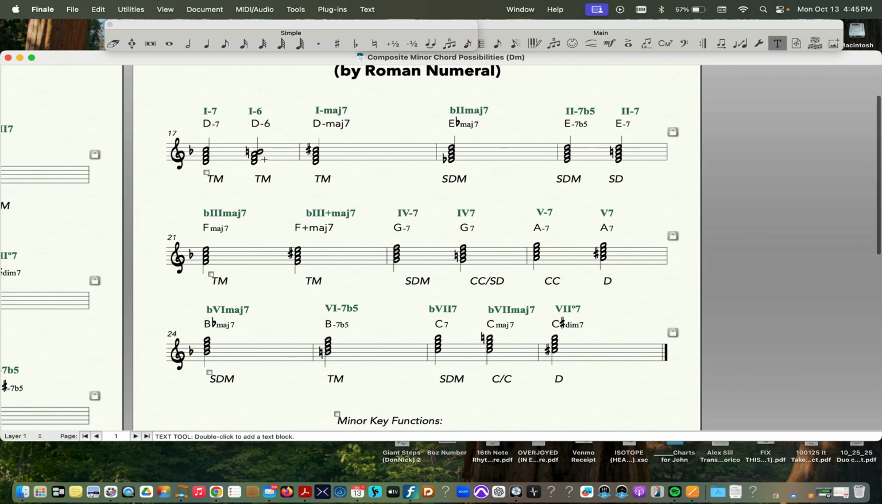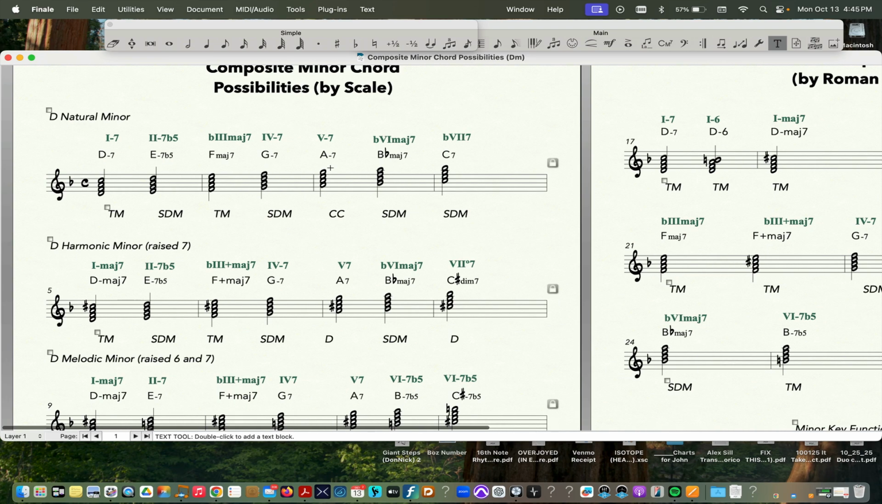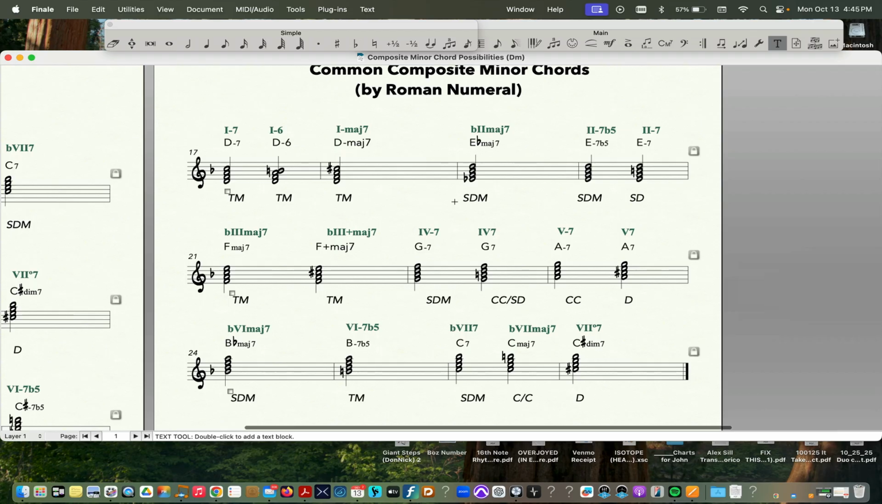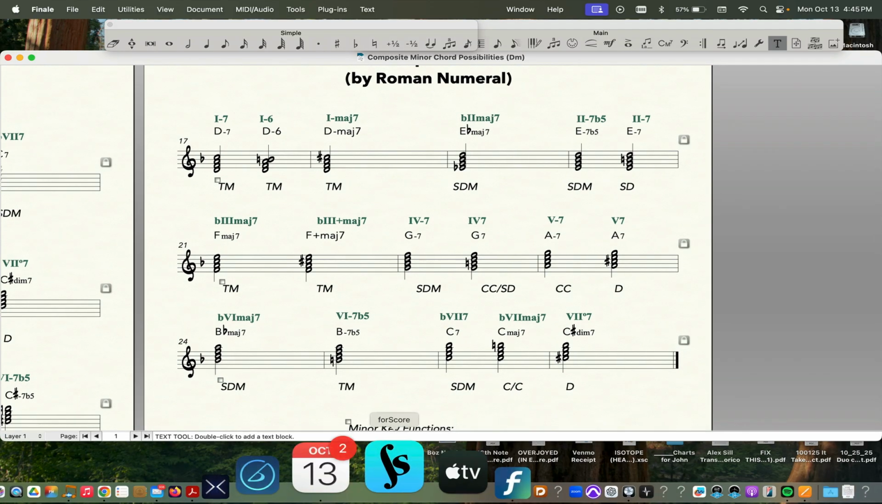D minor 7, D minor 6, D minor major 7 from the various different scales, right? Flat 2 major 7 from Phrygian, 2 minor 7 flat 5, 2 minor 7, flat 3 major 7, flat 3 augmented major 7, etc., etc. Okay, so you need to make yourself familiar with this collection of chords and all these possibilities. All right, let's look at our first piece of music.